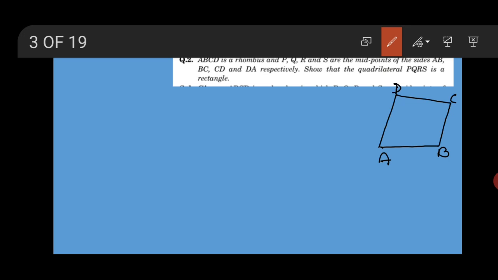ABCD is a rhombus. Property of a rhombus is what? All sides are equal and diagonals bisect perpendicularly. Now, it's given that P, Q, R, S are the midpoints of sides AB, BC, CD and DA respectively. Now, we have to prove PQRS is a rectangle. Now, what are given?